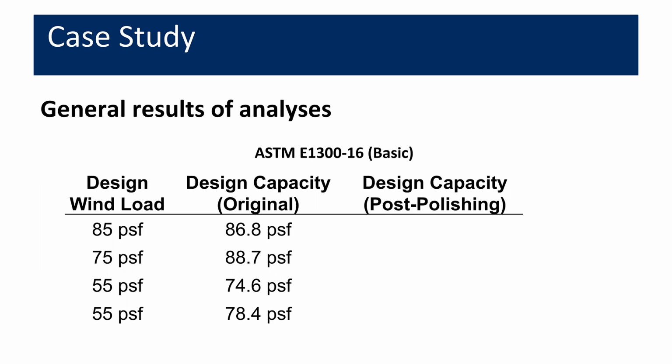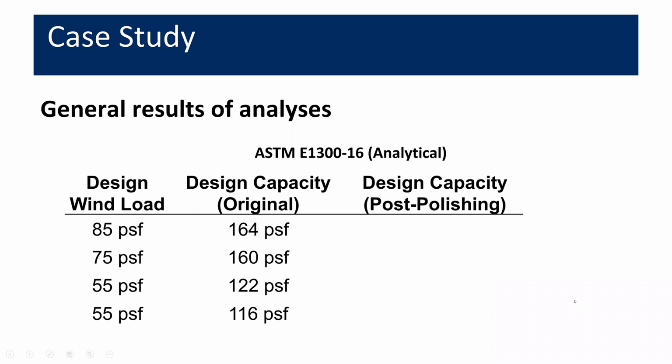So the question is, how do we adjust our design capacity in our post-polish state? And what we find is that the basic method does not lend itself to doing this. It's just not possible to do that. Fortunately, since we have this new analytical method, we can do that. So to make sure that we're comparing apples to apples, we recalculated the design capacity of our units with the analytical method, and we notice that there is a significant increase in that capacity, well beyond our design wind loads.